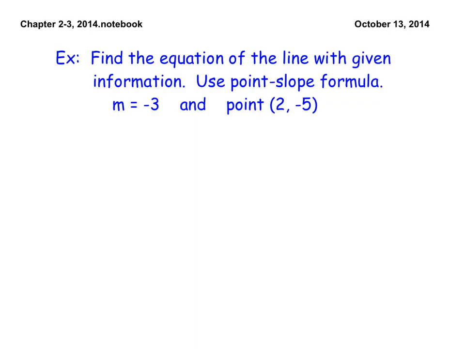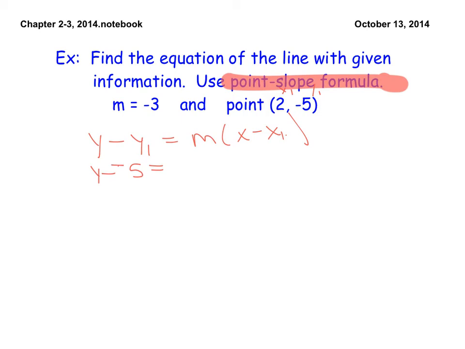So I'm going to go ahead and do the exact same thing, but this time I'm going to use the different formula. That formula is going to be point-slope. So the first thing I'm going to do is write down my formula. y minus y1 is equal to m times x minus x1. And I start to plug and chug. So I'm going to have, labeling my point, this is x1, this is y1. So I'm going to have y minus -5 is equal to m, which is -3, times x minus 2.